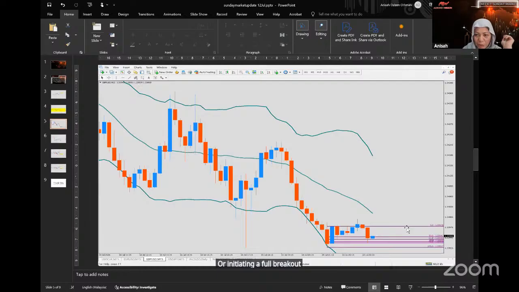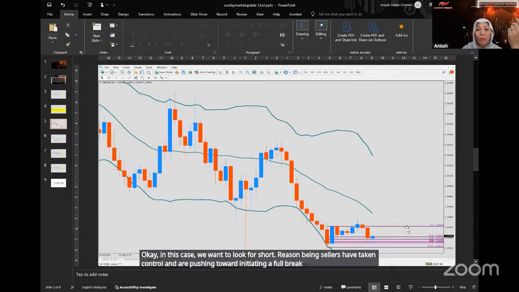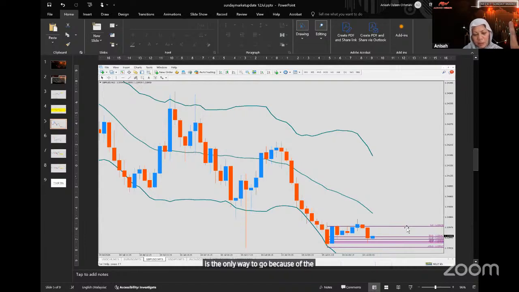So in this case, we want to look for short. The reason being sellers have taken control and are pushing toward initiating a full breakout. So we anticipate that short is highly likely the only way to go because of the price pattern in daily, intermediate, and short term. For you to do that, we will enter once price bounces to meet BB or 1.14199.